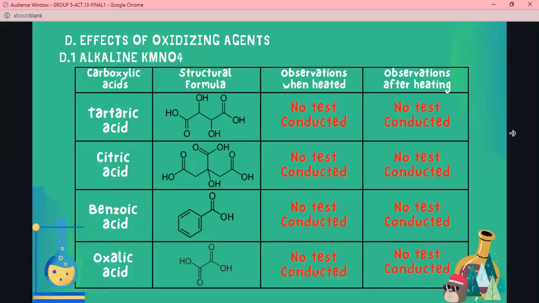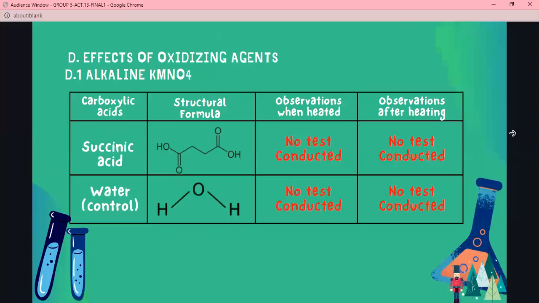So next is the tartaric acid, and this is the structural formula. And next is the citric acid, and this is the structural formula. Next is the benzoic acid, and this is the structural formula. And next is the oxalic acid, and this is the structural formula. Next slide, please. So next is the succinic acid, and this is the structural formula.